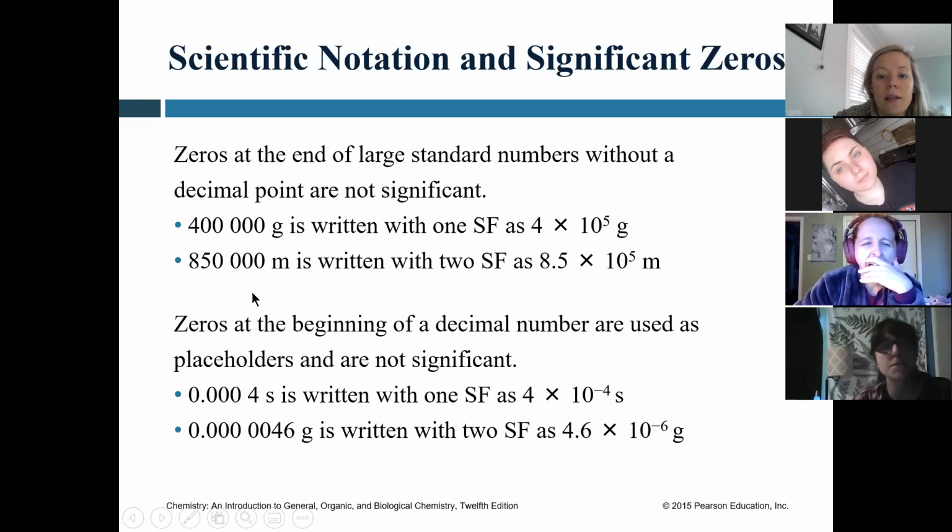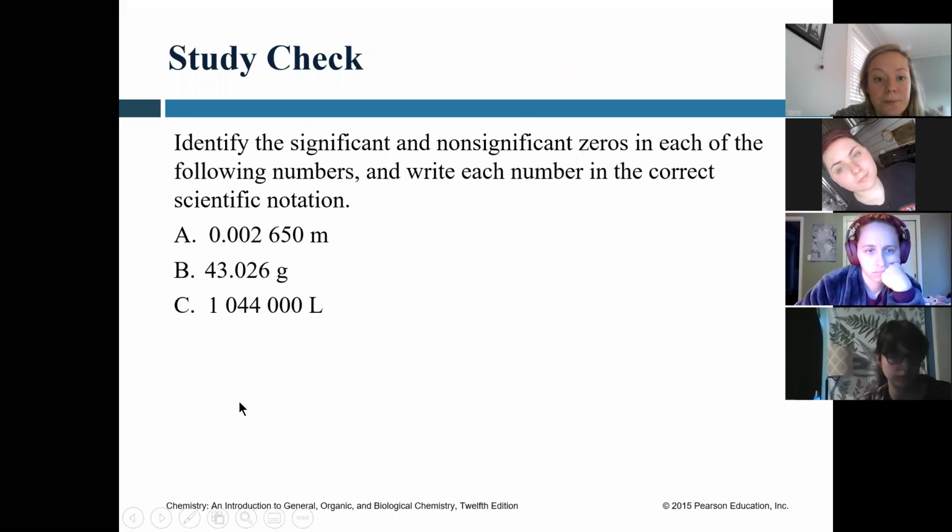So here are some more examples of that. Zeros at the end of a large standard number without a decimal point are not significant. So if I've got this here, no decimal, really only the 4 is significant. Here, only the 8 and the 5. Remember, zeros at the beginning are just behaving as placeholders.